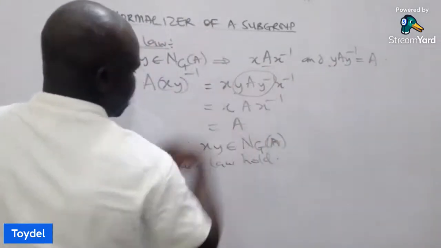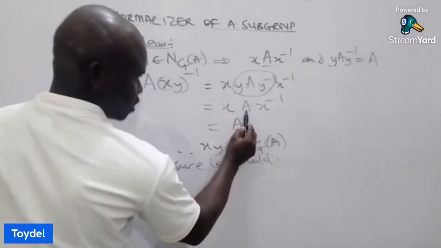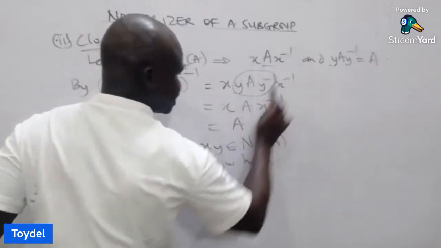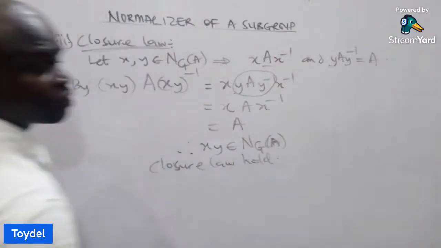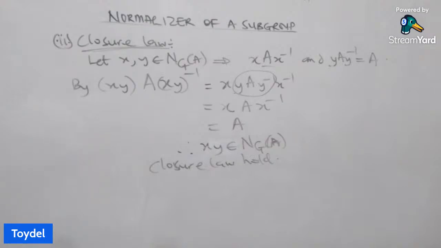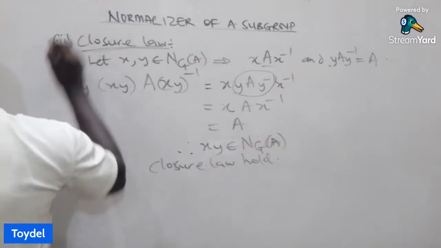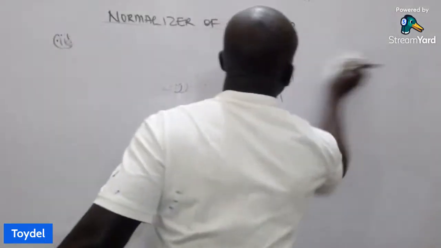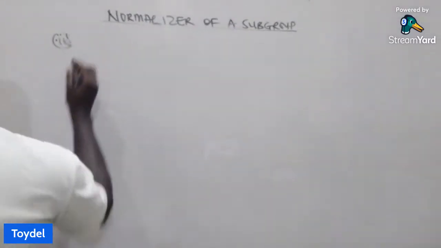So when I look at what I have here, I will reduce this to A. It's logical. Then this also is equal to A. X inverse is equal to A. So that simply means that X inverse actually belongs to the normalizer of that subgroup. So we've been able to check the closure property. We move to the next property, the third one, the associative property. So if you're able to show all the 4 properties, then we can generalize that the normalizer actually belongs to a group.